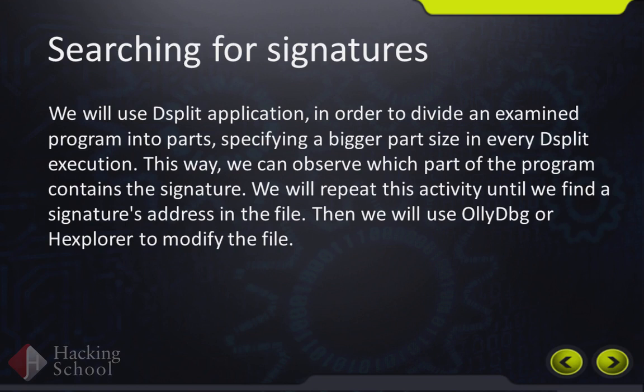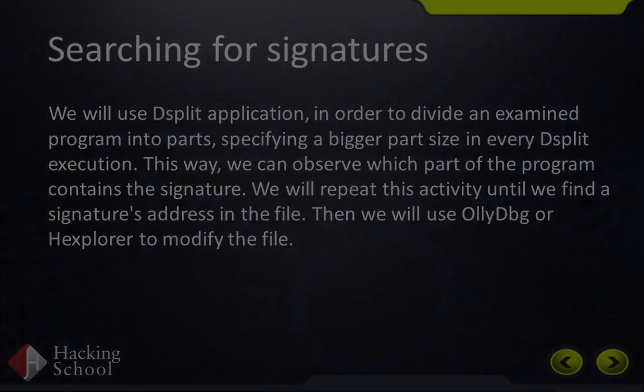The moment we find the signature and specify its location, we have to determine the section in which it's present. If the signature is present in the code section, we'll edit it using Ollie Debugger. And if in the data section, we'll use Hexplorer. Let's see how to search for signatures in practice.